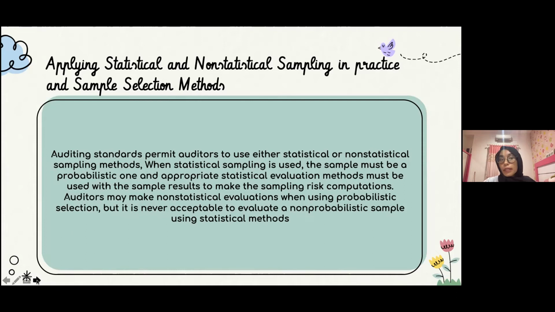Auditors may make non-statistical evaluations when using probabilistic selection, but it's never acceptable to evaluate a non-probabilistic sample using statistical methods.